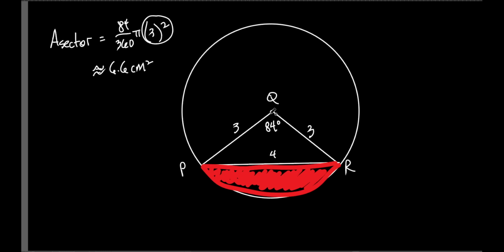This 6.6 is the sector. It's from here to here to here, the whole thing. I didn't shade it in, the whole sector, but it's from here to here, all the way around to here, back up to there. All that stuff is 6.6. Got it? But we're just trying to find the red stuff.